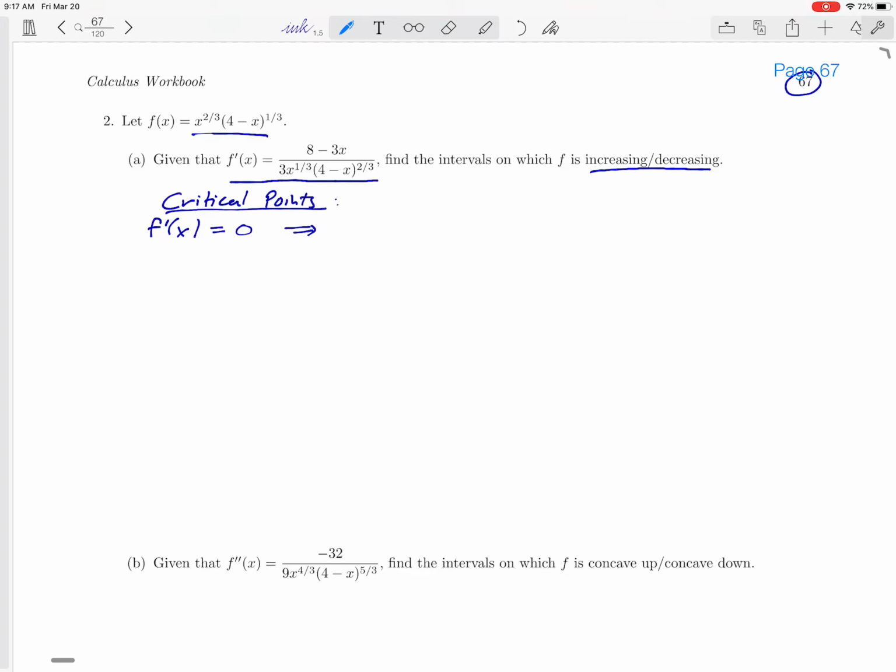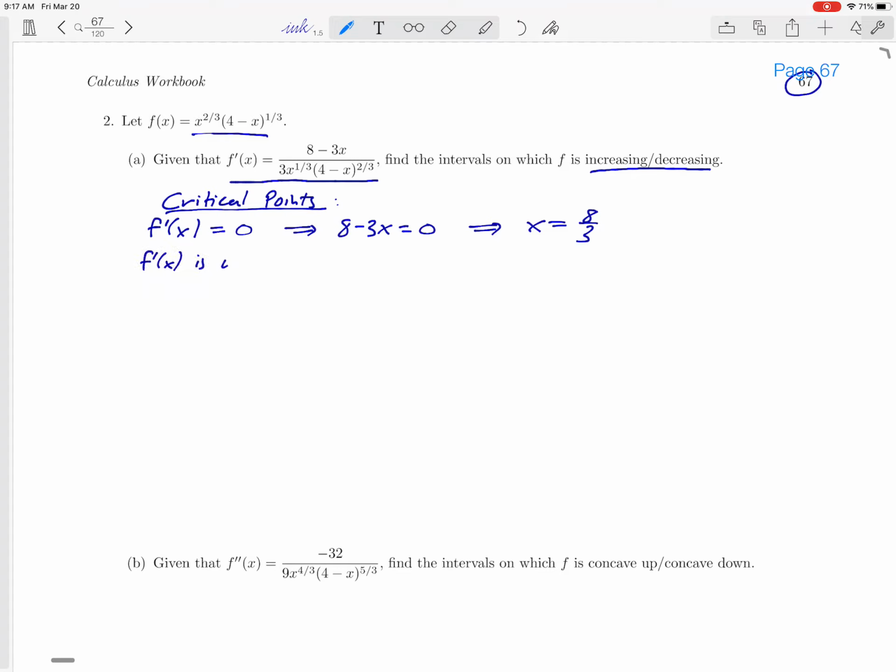Well, if you just think back to fractions for a minute, a fraction is equal to 0 when its numerator is 0. Okay, so if you look at our formula for f prime of x, the numerator is 8 minus 3x. So if we set that equal to 0, it's going to answer the question of where the derivative is 0. And we can solve that equation without too much trouble. Just add the 3x over to the right-hand side and divide by 3, and you're going to get x equals 8 over 3. There's one of our critical points.